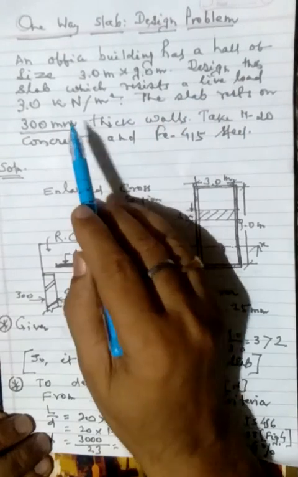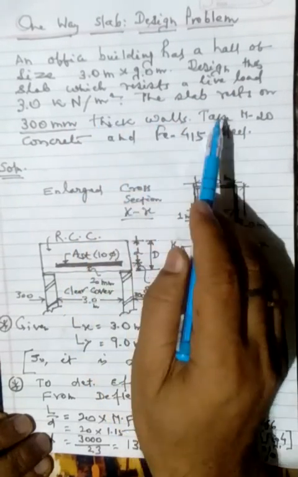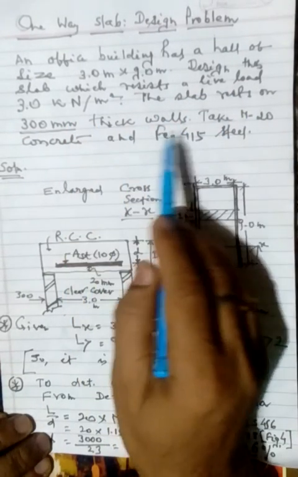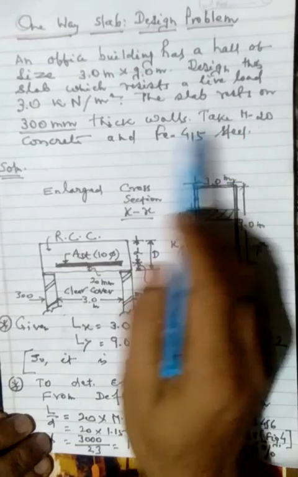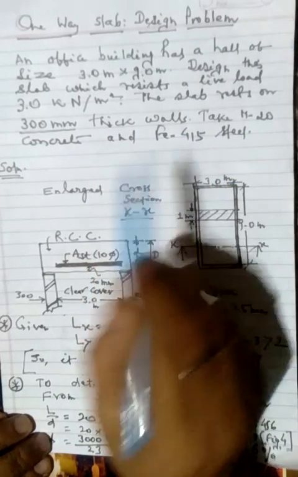Problem statement: an office building has a hall of size 3 meter by 9 meter. Design the slab which resists a live load of 3 kN per square meter. The slab rests on 300 mm thick walls. Take M20 concrete and Fe415 steel.